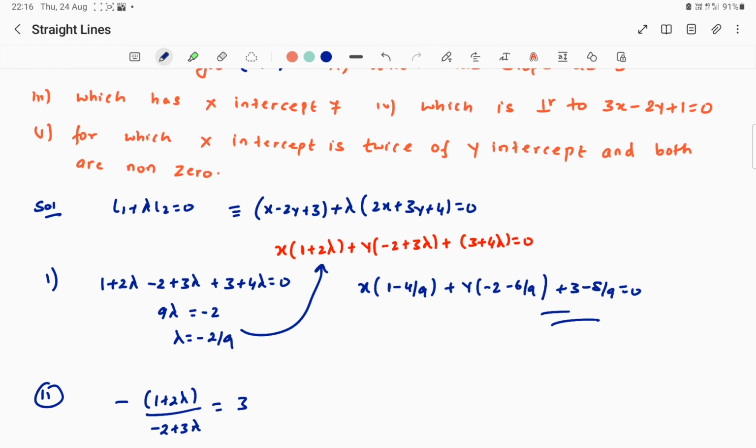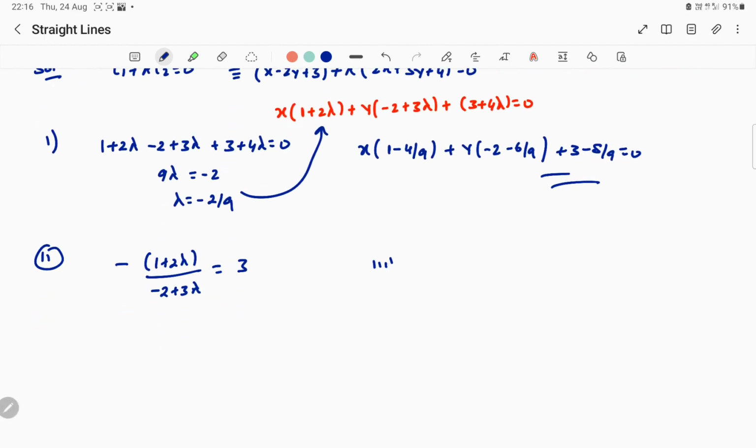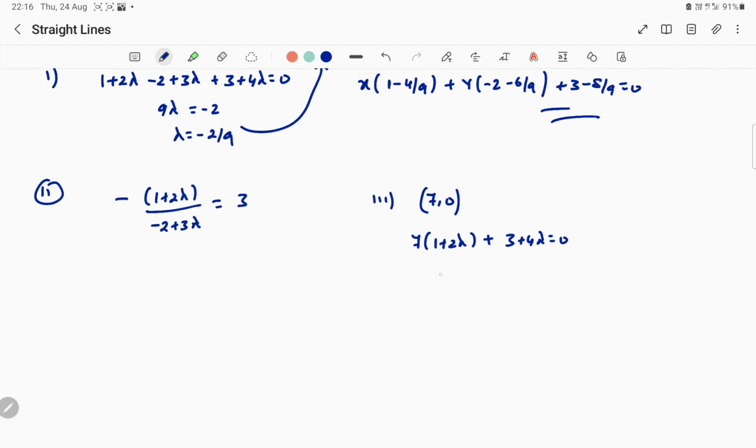Okay, third part, which has x intercept 7. So when they say x intercept is 7, they are indirectly telling that the line is passing through the point 7 comma 0, isn't it? Like this line is cutting an intercept of 7, so indirectly it is passing through the point 7 comma 0. Substitute 7 comma 0, so we get 7 into 1 plus 2 lambda, y is anyway 0, plus 3 plus 4 lambda is 0. So when you solve this, you get 7 plus 14 lambda plus 3 plus 4 lambda is 0.